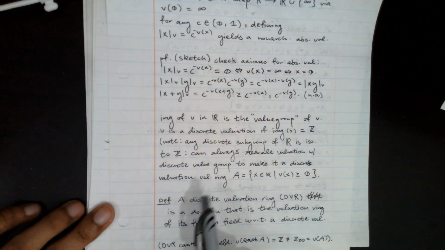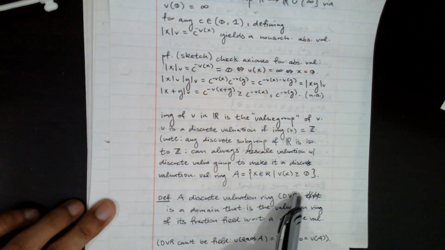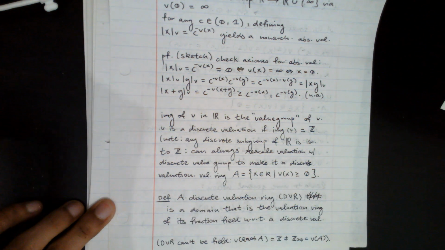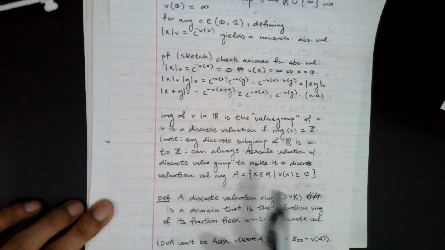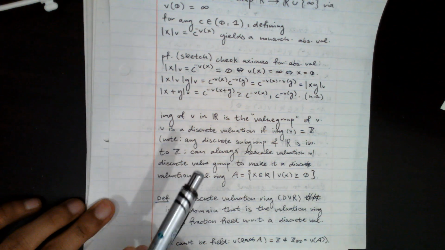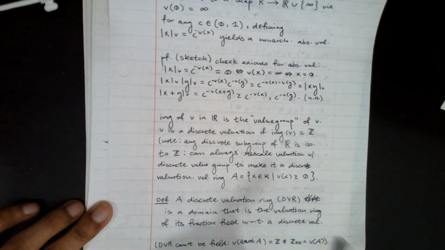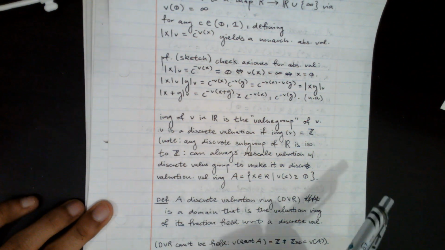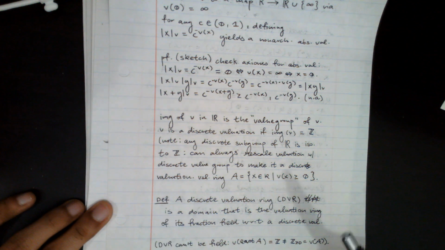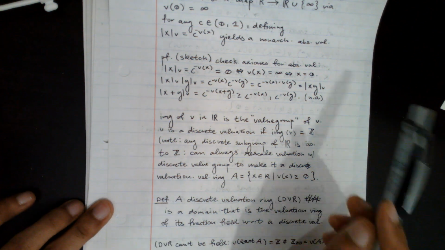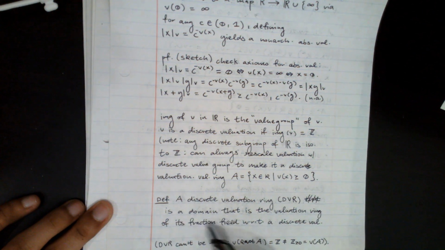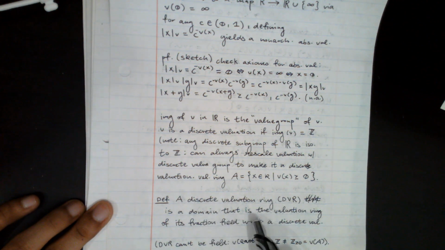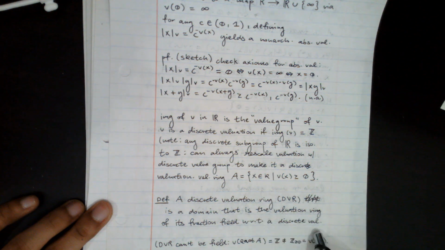And coming off of this, we define a discrete valuation ring, or DVR, the central focus of this video, to be a domain. Sometimes this is referred to as an integral domain. I like to call it just a domain. And in both cases, it just means that the ring has no zero divisors, which means that x times y equals 0 implies that x or y equals 0, if not both. It's a domain that is the valuation ring of its field of fractions with respect to some discrete valuation.